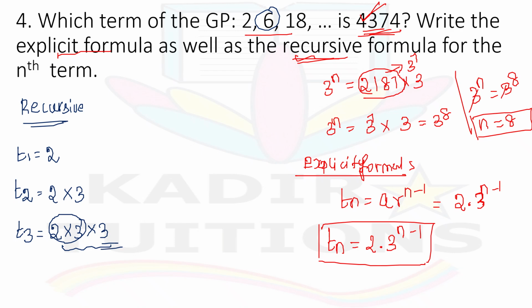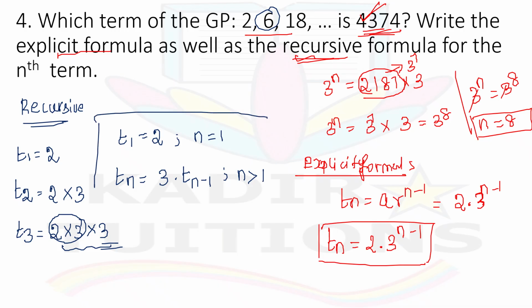So how can I write this as a recursive formula? T1 equal to 2, where n is equal to 1. And if I want to find any other value of Tn, you need to take the formula as 3 into T to the power n minus 1, that is, 3 times the previous term, for n greater than 1. So this is how we need to write the recursive formula for this GP.